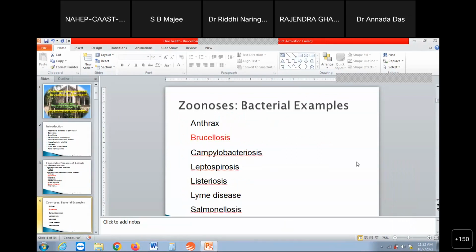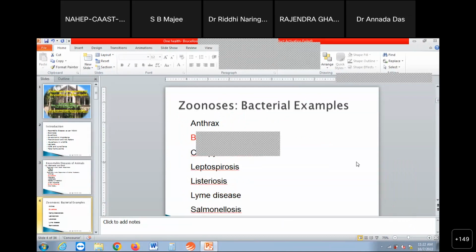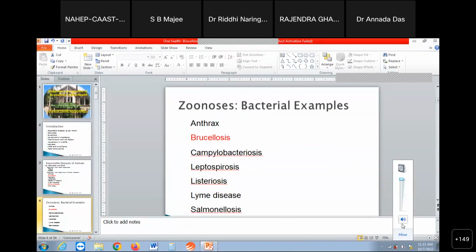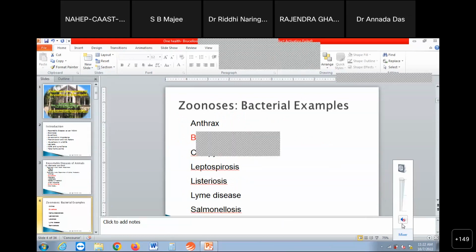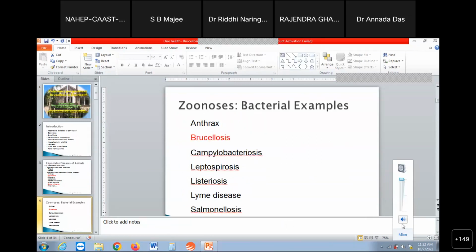So the next is zoonosis. These are some of the bacterial examples of zoonosis. We have anthrax, brucellosis, campylobacteriosis, leptospirosis, listeriosis, Lyme disease, and salmonellosis, out of which brucellosis is the most important of all the diseases, which we are going to look at from the veterinary perspective.